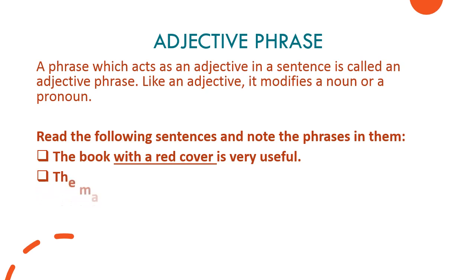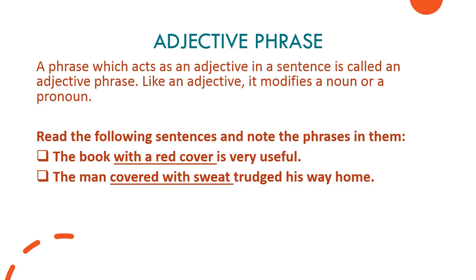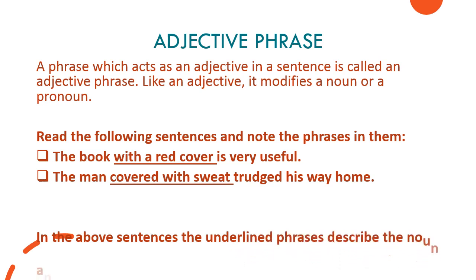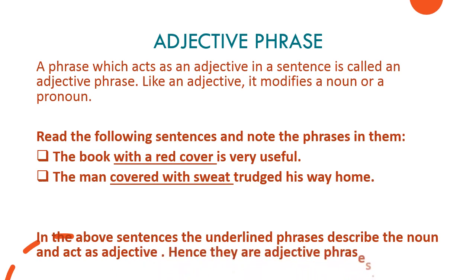Clear? Moving next. The man covered with sweat trudged his way home. So the man covered, right? Trudged his way home. That is also correct. But I have defined it, modified the noun a lot. I have written with sweat, right? So that is an adjective phrase. In the above sentences, the underlined phrases describe the noun and act as adjectives. Hence, they are known as adjective phrases. I hope this is clear to everyone.